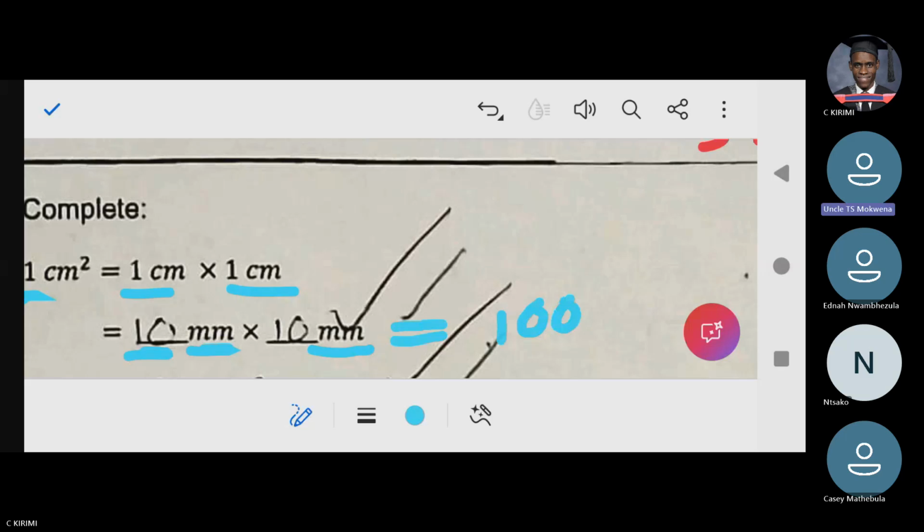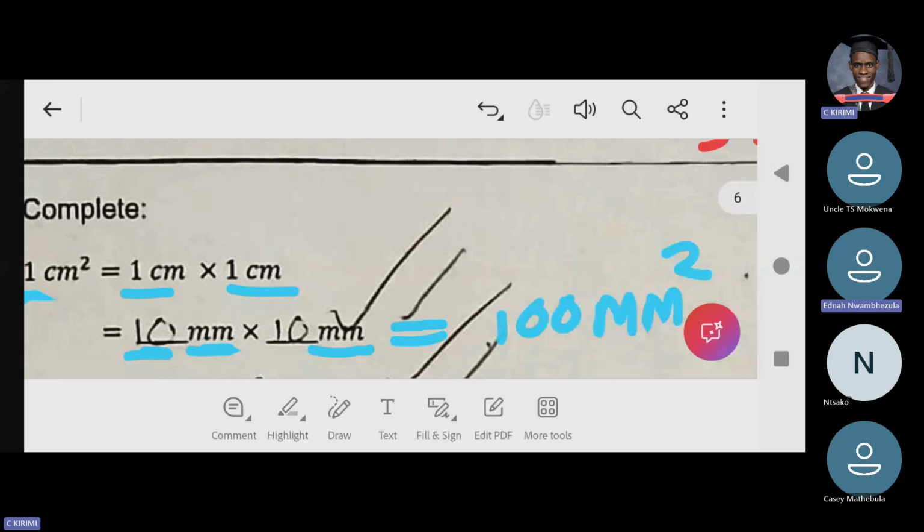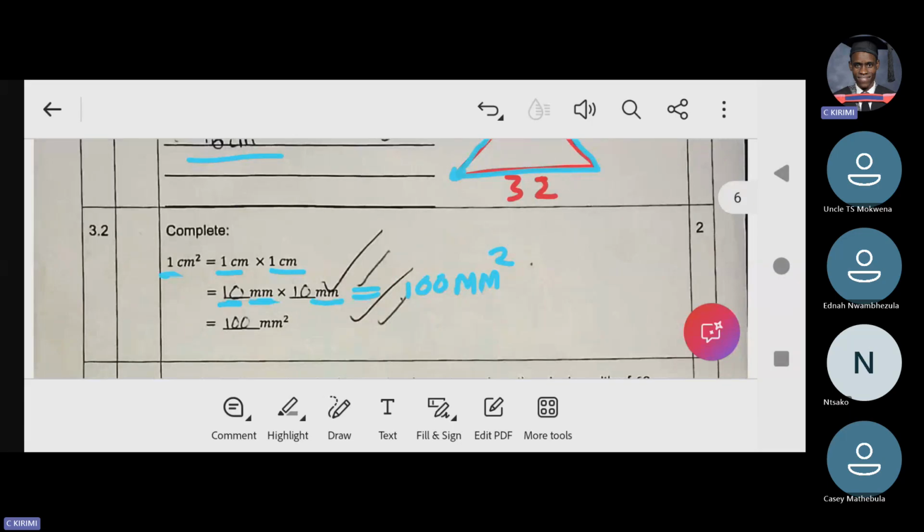Millimeter square, which is square millimeters. You must know this now. Yes, that is the final answer. Is it clear now?